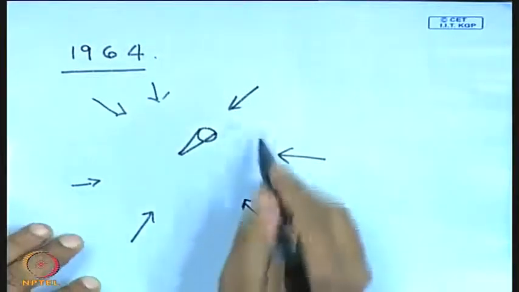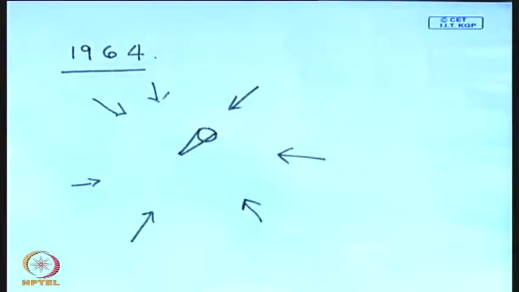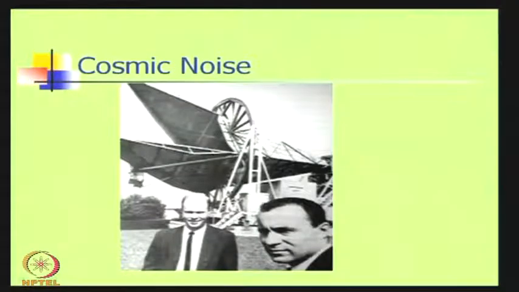They could not identify this radiation with any known astronomical or terrestrial source, and Penzias and Wilson were worried about this radiation. They were very sure that this radiation was not generated inside the radiometer, it was from outside, and they could not identify any source for this.